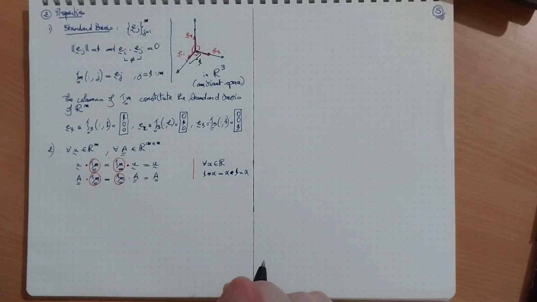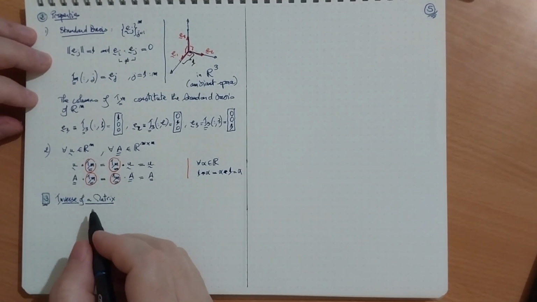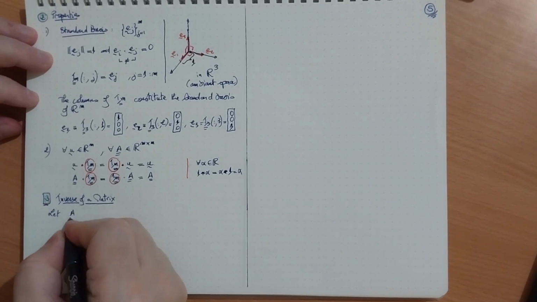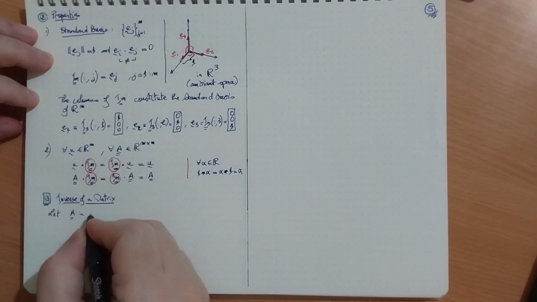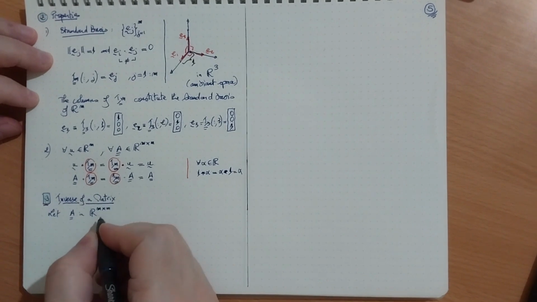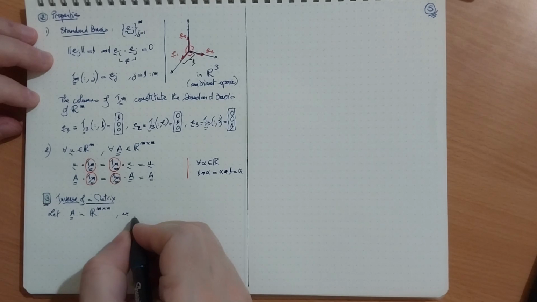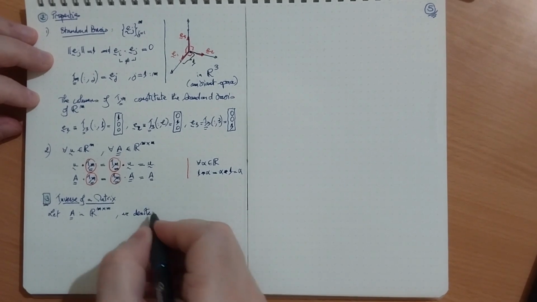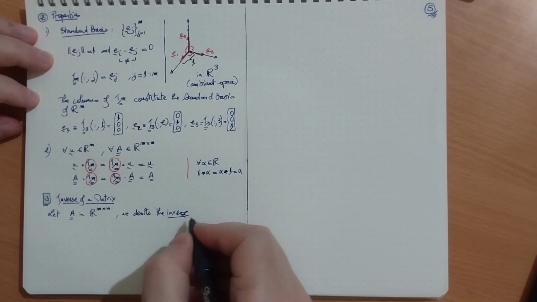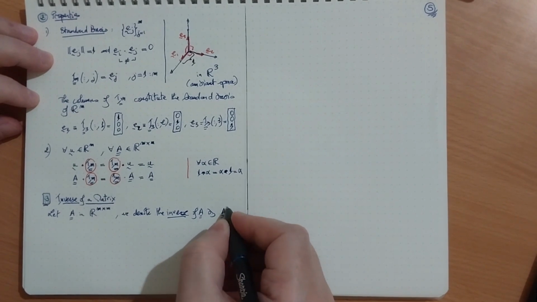Let us move to the third point. So the third point is the inverse of a matrix. Let matrix A be in R^(M by M), so a square matrix, with M rows and M columns. We denote the inverse of A by A^(-1).